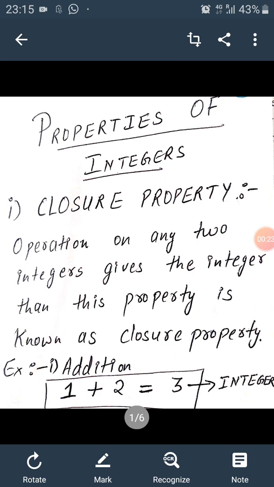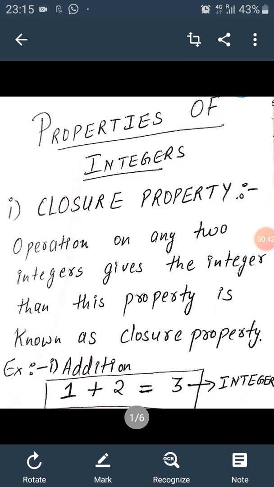So our first property is the closure property. It says that an operation on any two integers gives an integer. This property is also known as the closure property. So let us check for addition.